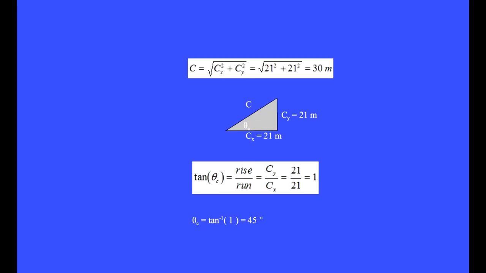Now that we know the X and Y sides of triangle C, we use the Pythagorean theorem to find the hypotenuse of C. It's equal to the square root of C sub X squared plus C sub Y squared, which is the square root of 21 squared plus 21 squared, which is 30 meters. To find the angle in triangle C, we write tan theta C equals rise over run equals C sub Y over C sub X equals 21 over 21 equals 1. And then we take the inverse tangent of both sides to get theta C equals tan inverse of 1 equals 45 degrees.